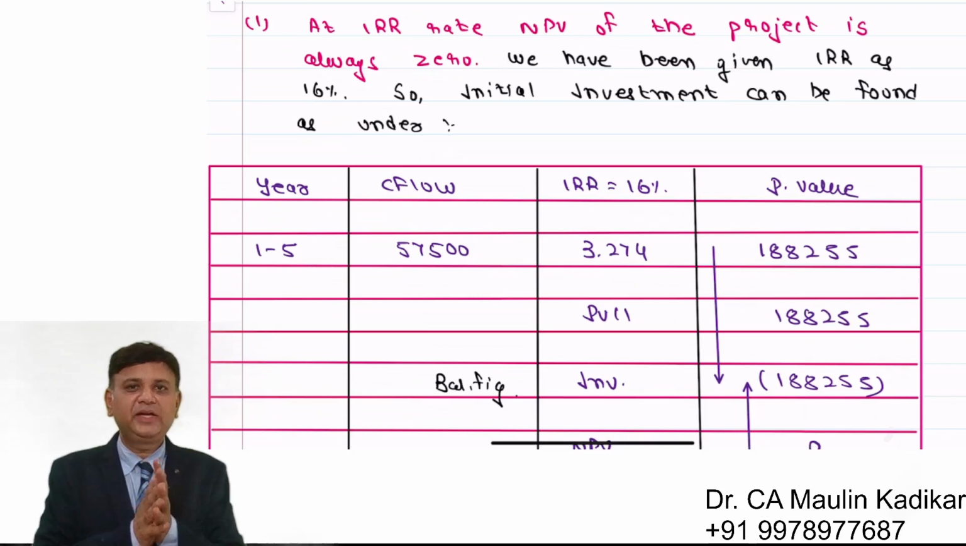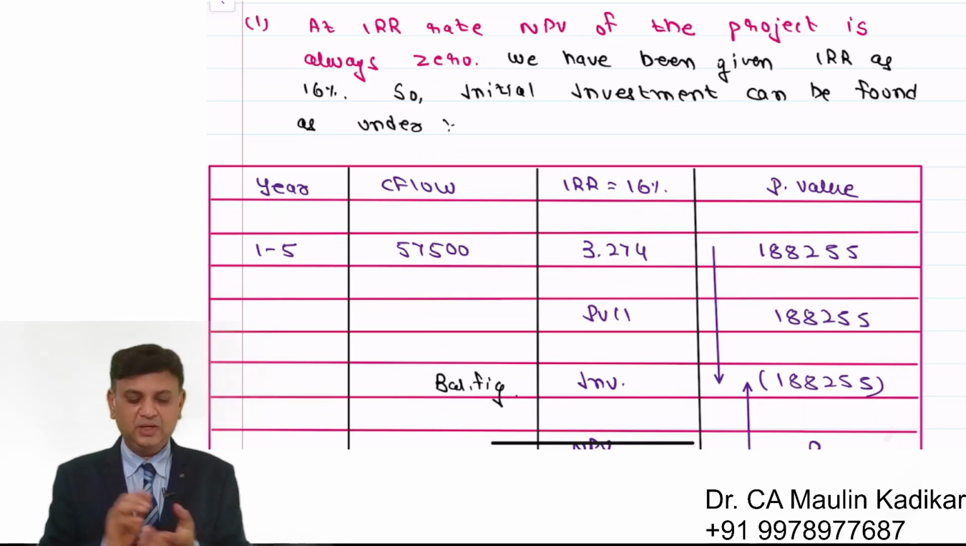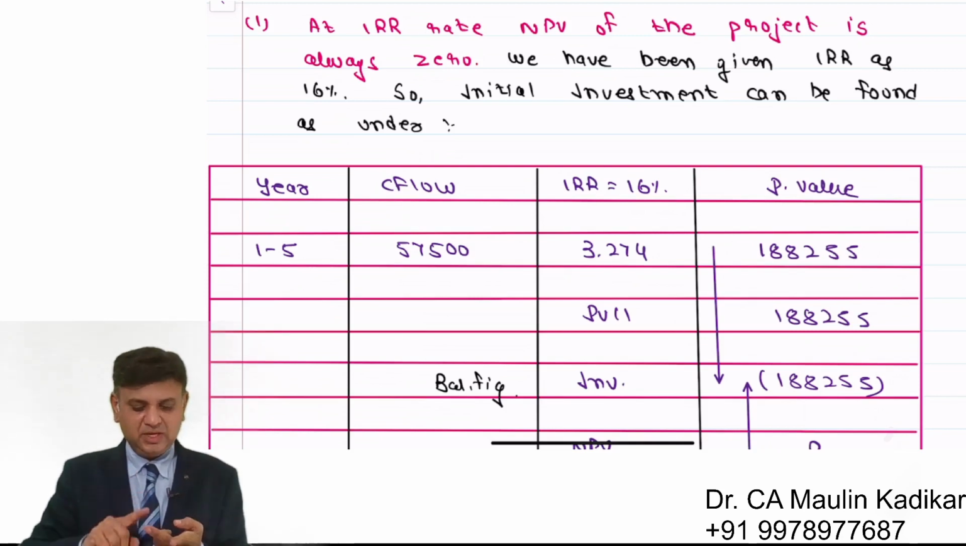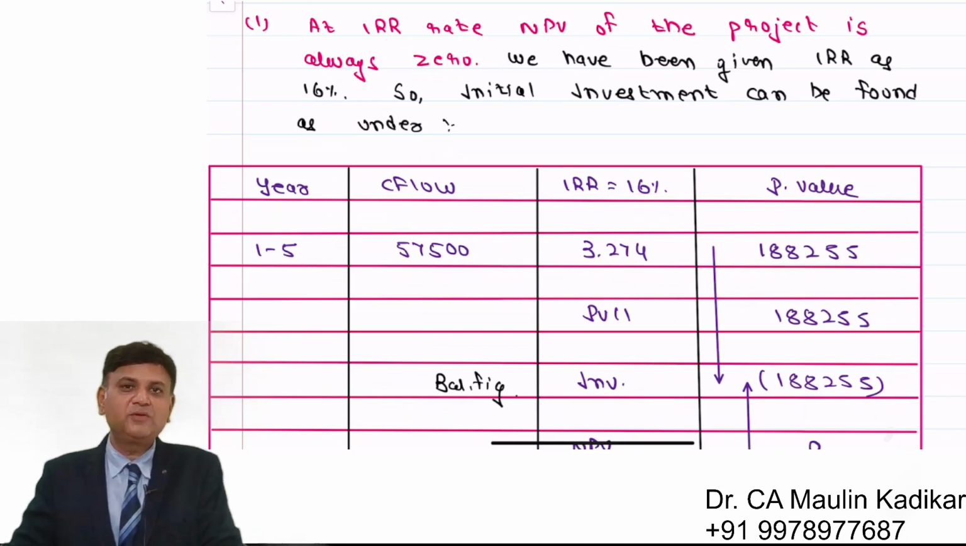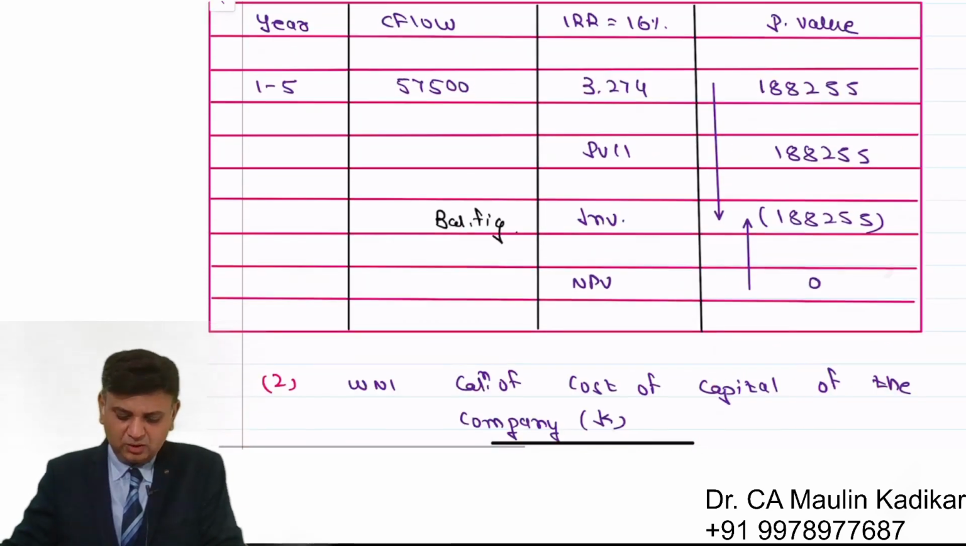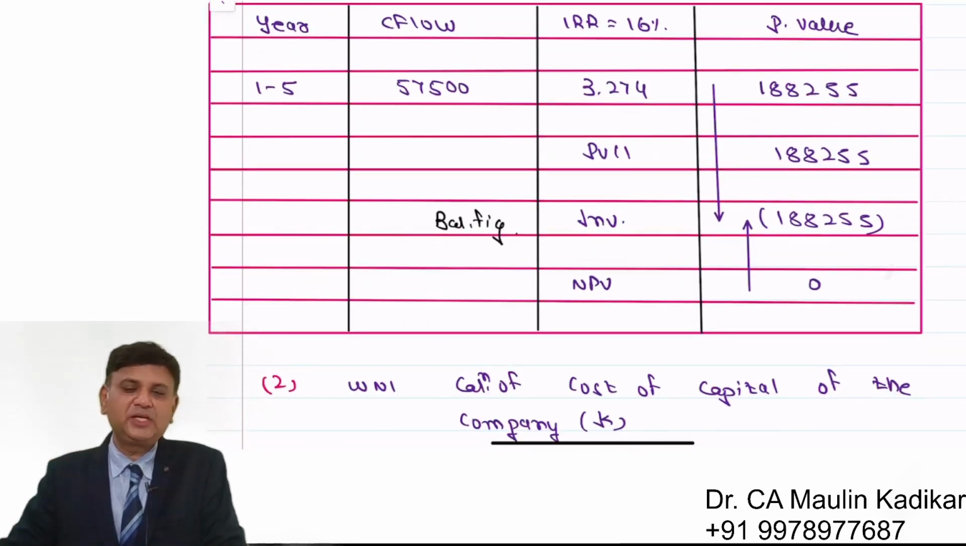Let us have a summary of the entire answer. This is a kind of missing information question. Cash flows have been given to us. IRR is given to us. Life of the project is given to us. And the first question is, what is the amount of the investment? We know that at IRR, NPV is 0. So we have computed investment as the balancing figure.